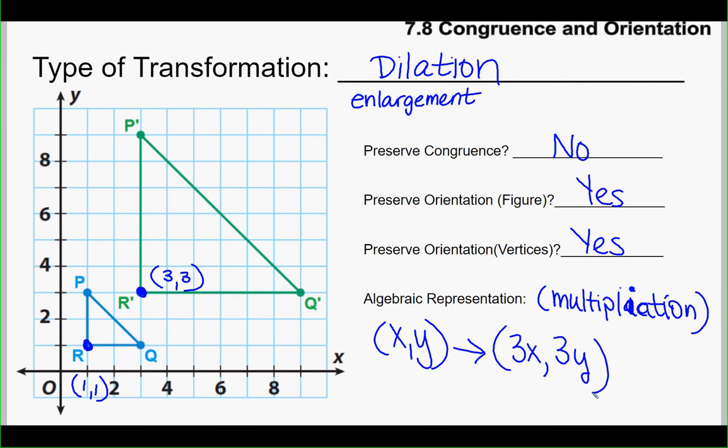So here's where we're really putting it all together. We're talking about how things affect the shape, and then we're also looking at the algebraic representation. Okay, so that's for dilations. Now let's look at the next one.